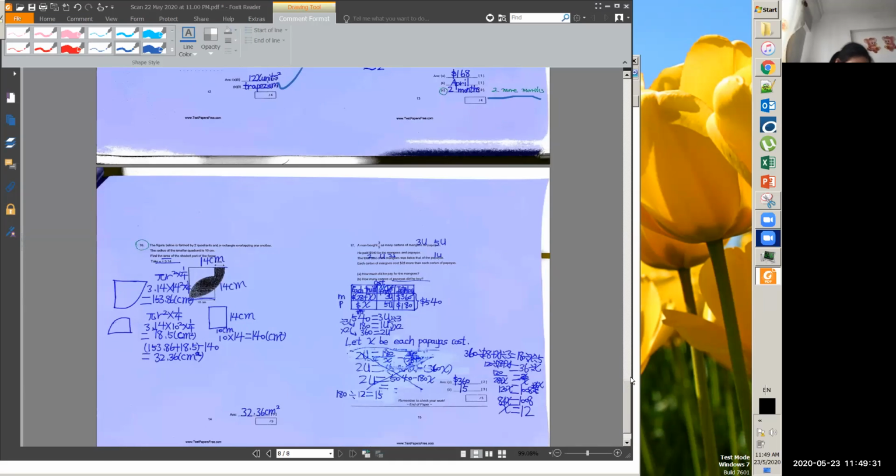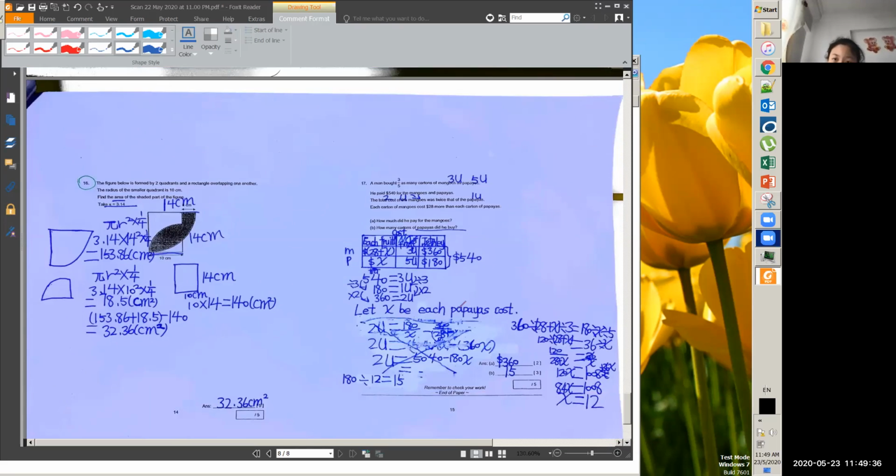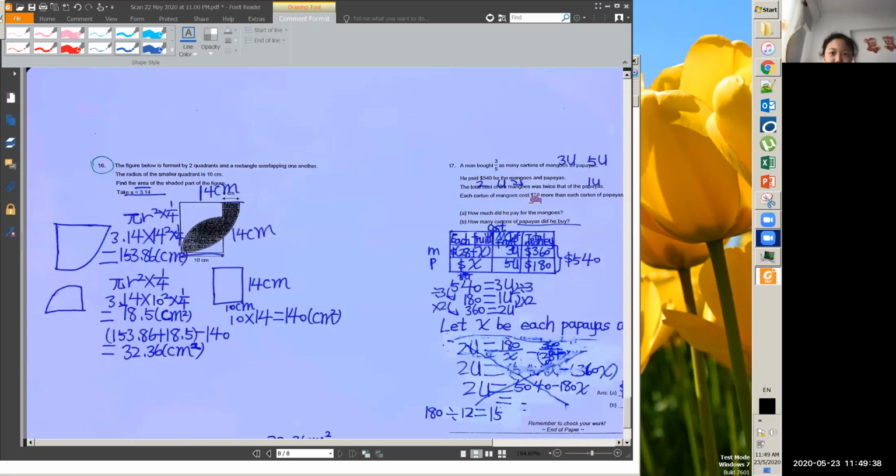This question 16. So what's wrong with question 16? You don't know what's wrong with question 16? Okay. What I see from here is this. The figure below is formed by 2 quadrants and a rectangle overlapping one another.